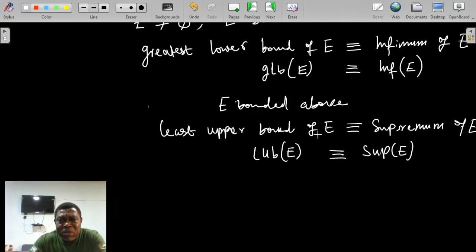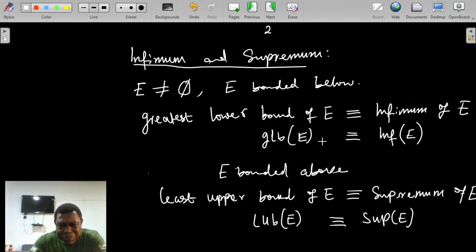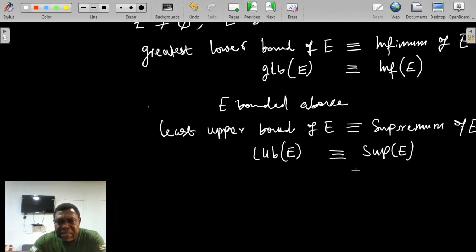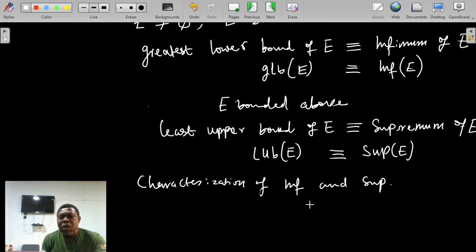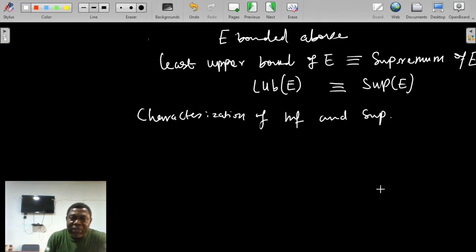So now, what I want us to do is to look at the concept of infimum and the supremum and see how they are characterized. So, let us look at the characterization, inf for infimum and sup for supremum. Now let us see how we characterize them.